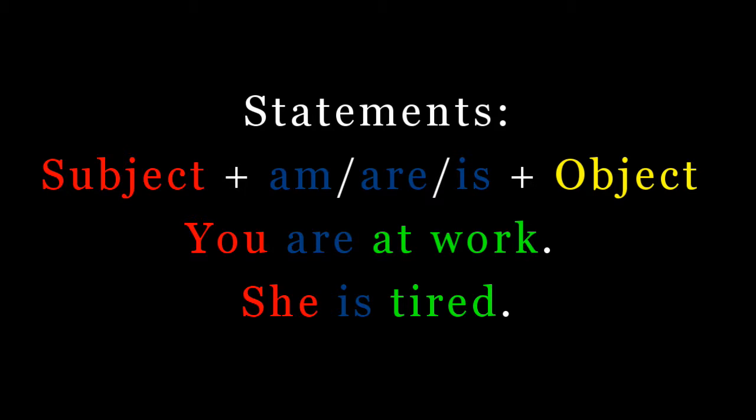Okay, so how do we build this? How do we make this? First, with statements, what we need is the subject, and then am, are, is, a form of to be, and if necessary, the object. So, for example, you are at work. She is tired. Okay, so all we need: subject, the verb am, are, is, and object if necessary. Alles, was wir brauchen, ist das Subjekt und dann die Form von sein, to be, am, are oder is, und dann, wenn nötig, das Objekt.